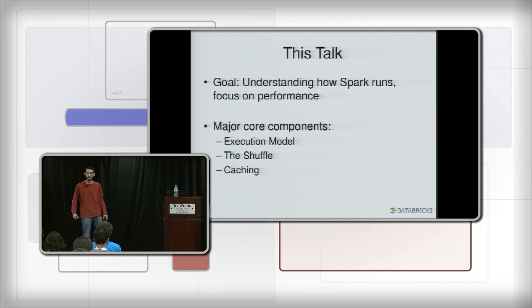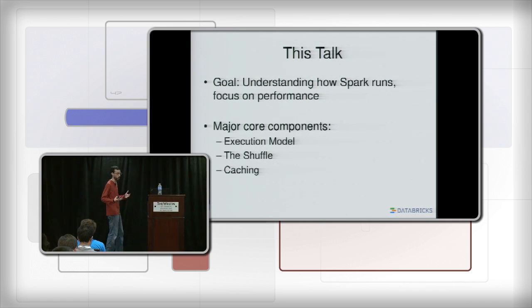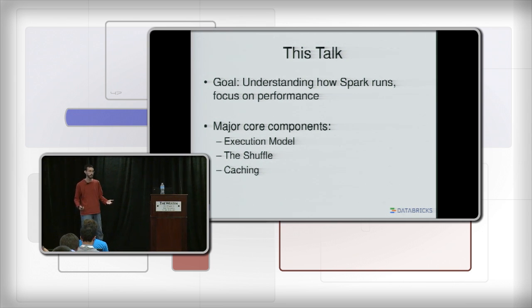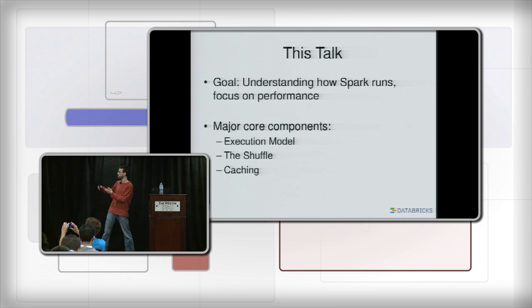OK, so I like to think that there are three major core components of the core of Spark. And these are the execution model, which is how we actually execute your RDD, your program rather. The shuffle, which is really part of the execution model, but what the shuffle means is how we move your data across the network in an all-to-all communication. This is the same thing as the shuffle in MapReduce. We try to avoid this whenever possible, but it's important to understand what it means to do a shuffle and why it's expensive and how we can reduce the expense.